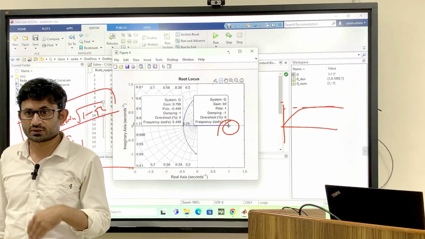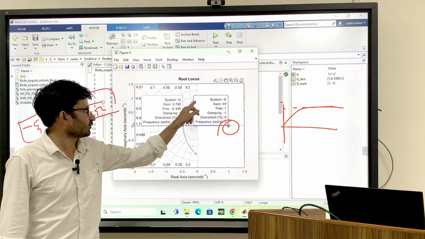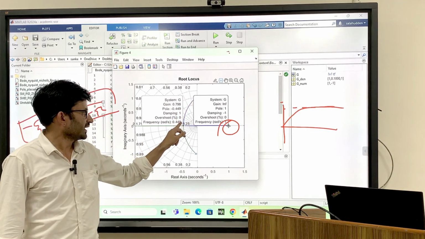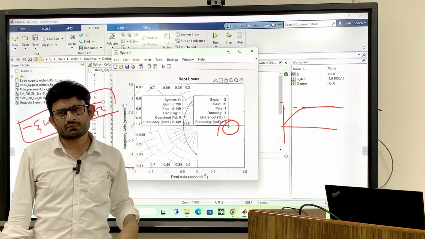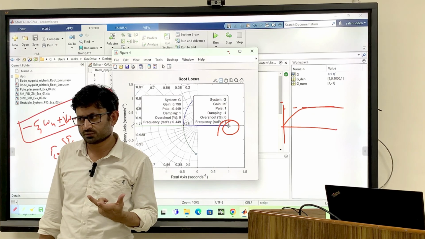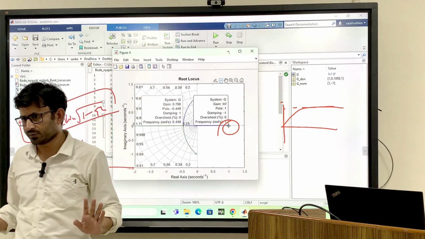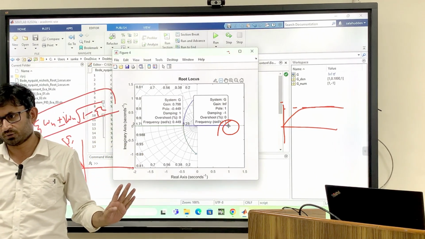And depending upon your response, you can actually freeze the point. Let's say you start moving in this direction, and when you reach this point, you say, wow, beautiful, I got the critically damped response, damping 1 with this frequency. Okay, freeze this point, I want to locate my pole at this point.